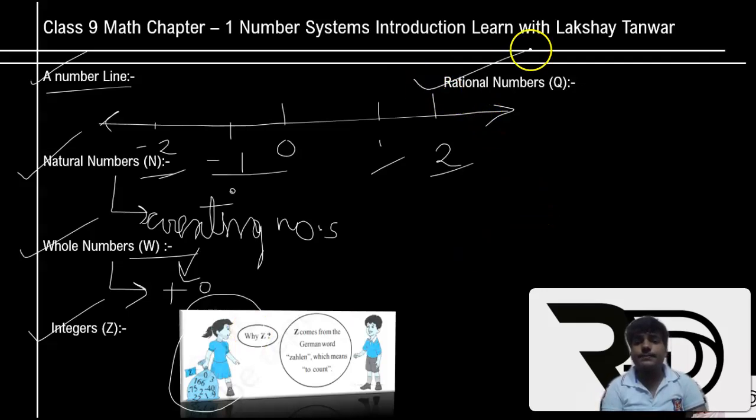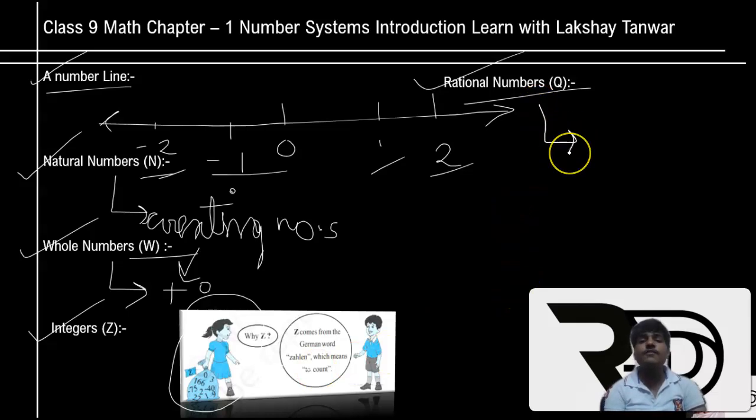Rational numbers are denoted by the letter Q. One more thing I have mentioned here is why Z is the letter for integers. It is because Z comes from the German word Zahlen, which means to count. It is pronounced Zahlen, Z-A-H-L-E-N.